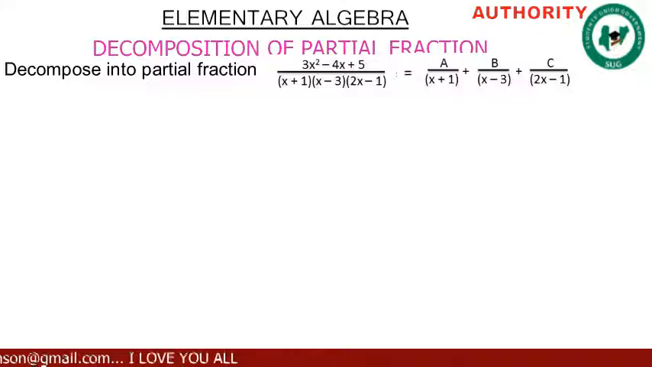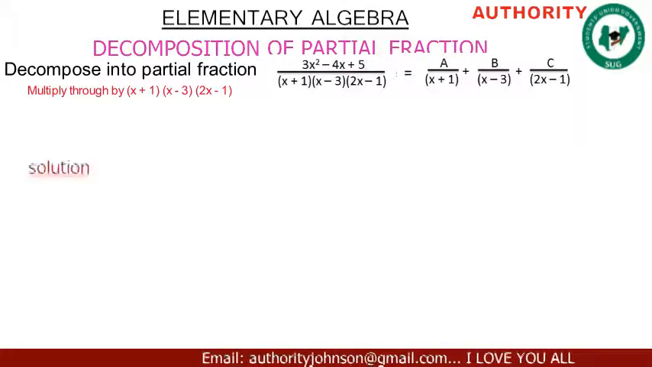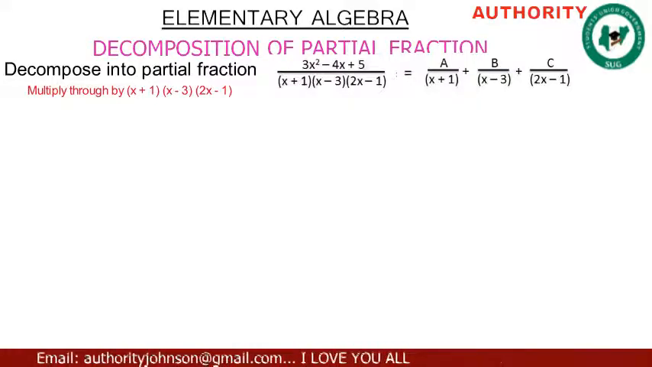Good, let's go. We're going to multiply through by (x + 1)(x − 3)(2x − 1). We are going to multiply through by what? (x + 1)(x − 3)(2x − 1). We are going to multiply through by this.